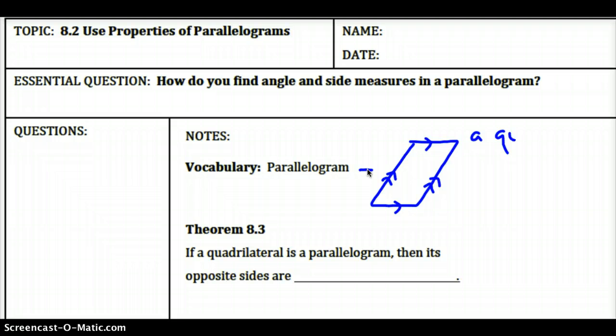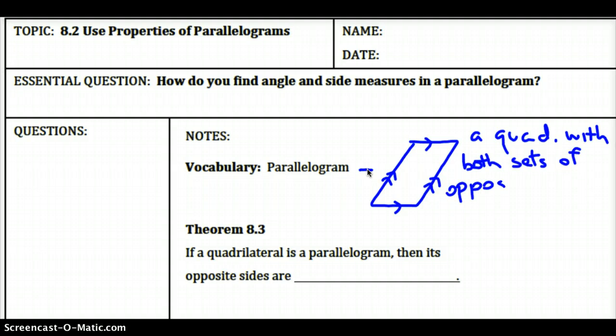A quadrilateral with both sets of opposite sides parallel.